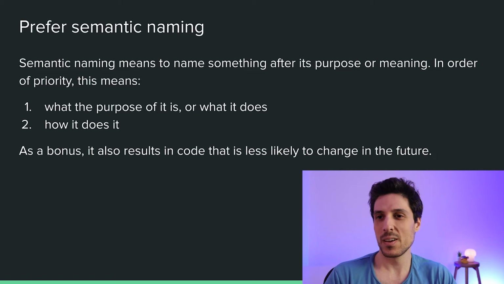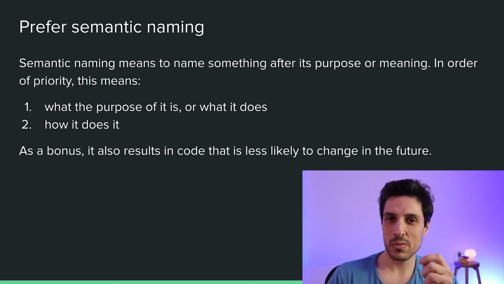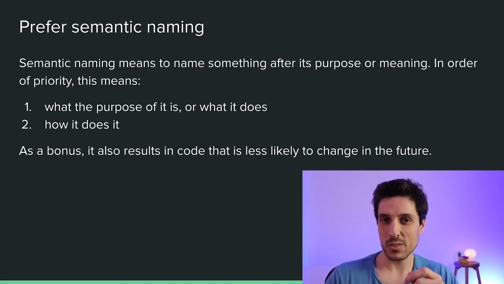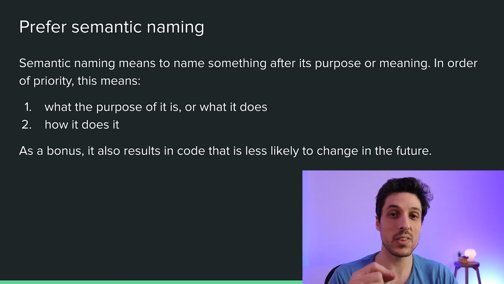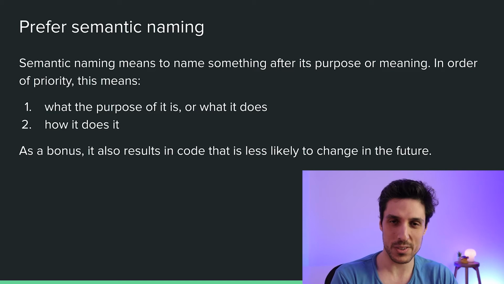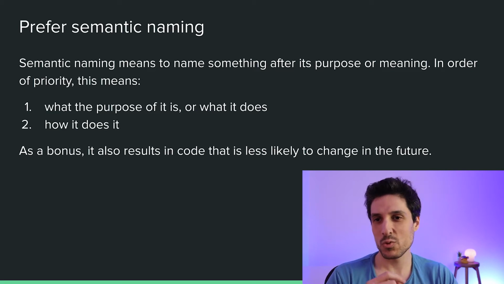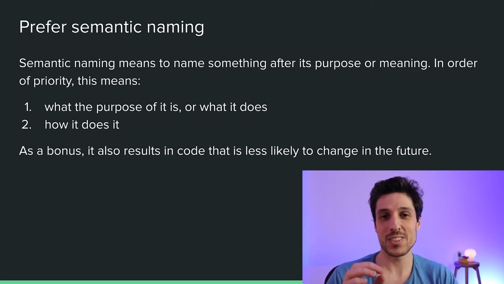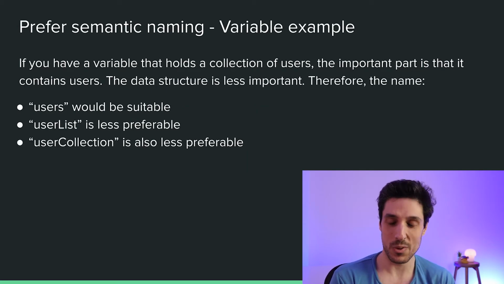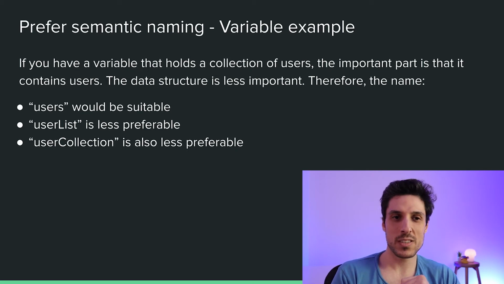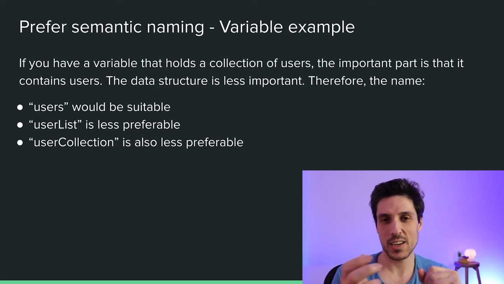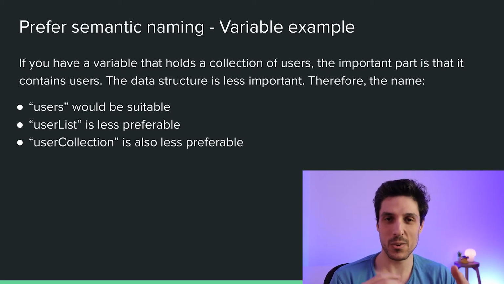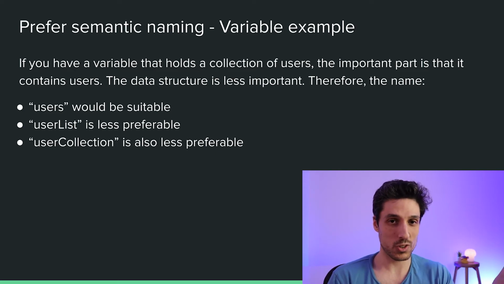So another way of thinking about it, though, is: for the next person that reads this code, what is the most important thing that they want to know about it, okay? So I think the best way to go through this is to give a couple of examples. So here is an example of a variable name. Imagine that we have a collection of users, okay? Say like a list, an array, whatever it is, of users, okay?